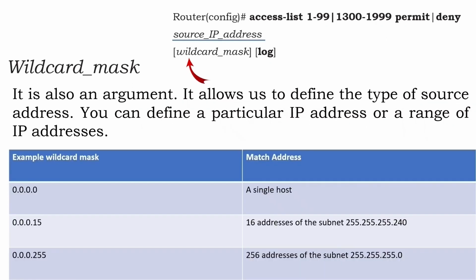Wildcard mask. It is also an argument. It allows us to define the type of the source address. You can define a particular IP address or a range of IP addresses. It is the most complex and confusing option of the access list command. Let's understand this option in detail.